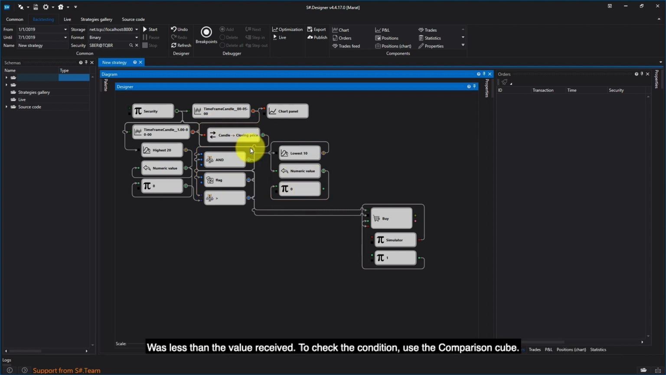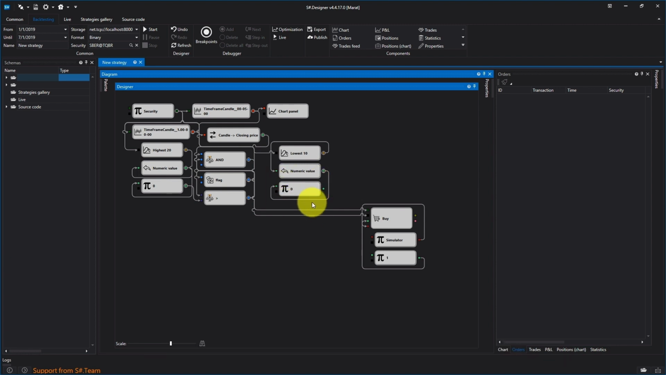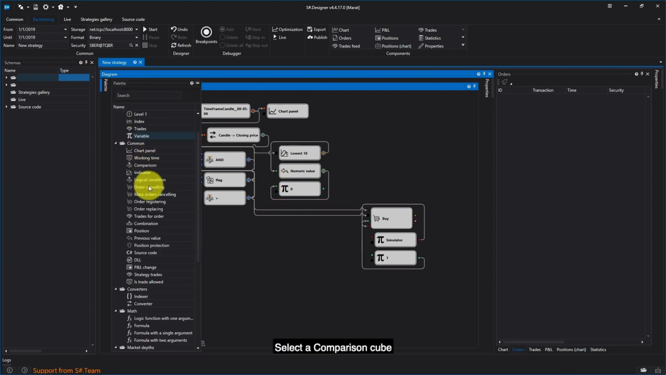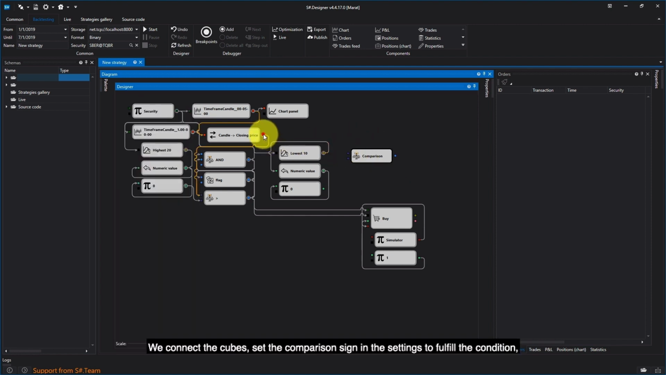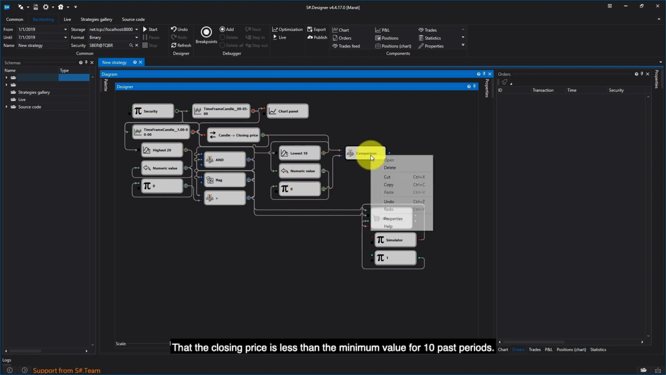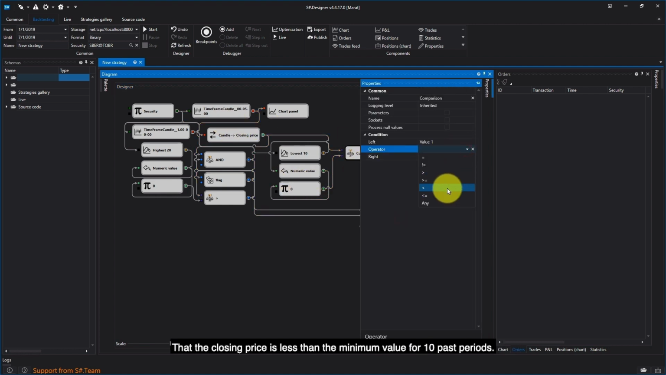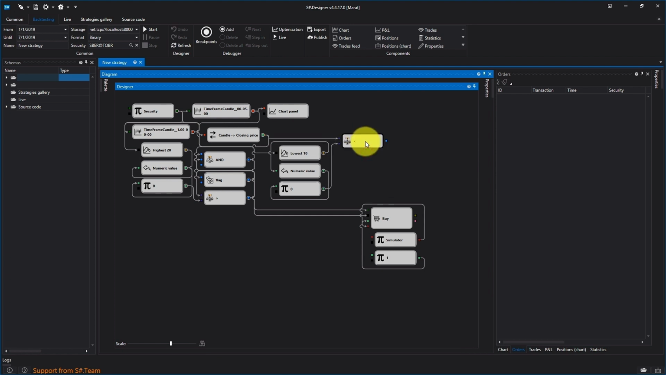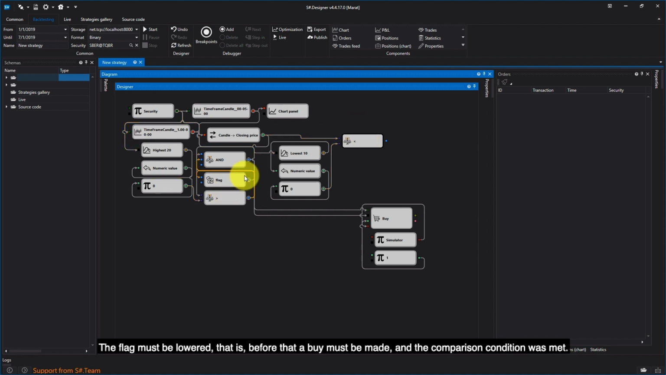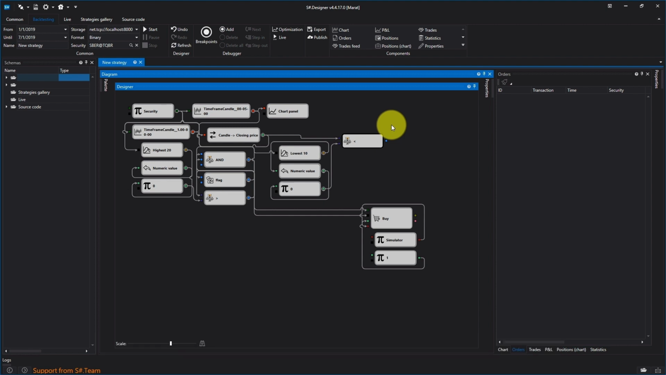To check the condition, use the comparison cube. Select a comparison cube. We connect the cubes. Set the comparison sign in the settings to fulfill the condition that the closing price is less than the minimum value for 10 past periods. In order to close a position, two conditions must be met. The flag must be lowered, that is, before that a buy must be made, and the comparison condition was met. If met, then the strategy will sell.